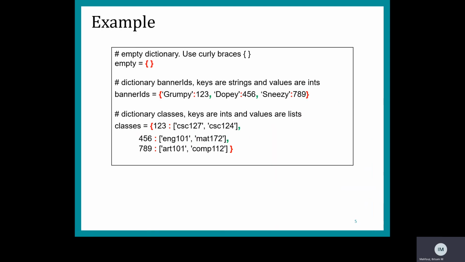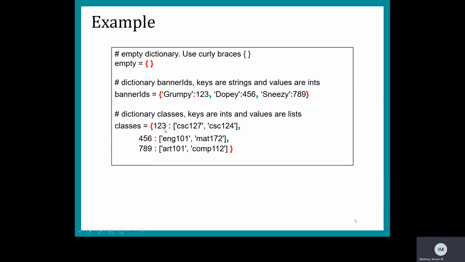So here's an example of creating a dictionary. Remember, with a list, we have the square brackets. For a dictionary, we use curly braces. And the way we put information in it is we put the key, colon, the value. So here I'm saying, for example, Grumpy has banner ID 123, Dopey has banner ID 456, Sneezy has banner ID 789.